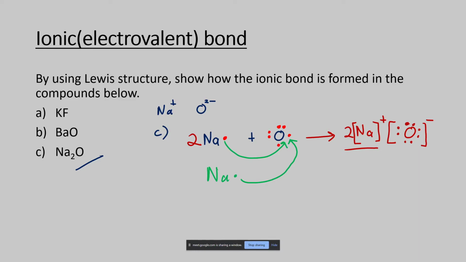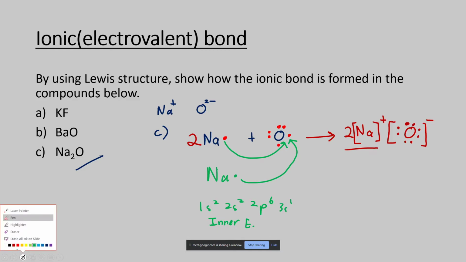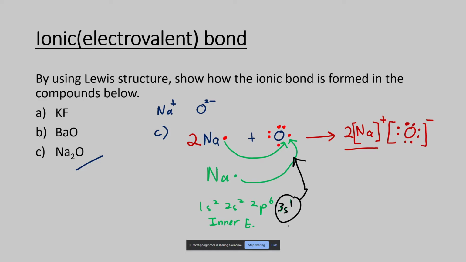So bila valence electron dia dah habis, sodium actually dah tinggal dengan 1s2, 2s2, 2p6, which is inner electrons, and 3s1. Saya guna color lain lah. So it is 3s1. Okay, this electron yang dia donate kepada oksigen. Okay, and this is dia punya valence electron. Okay, untuk Lewis structure kita only letak dots for valence electron. Inner electrons kita tak tulis pun. So kita biarkan. Okay, boleh ke?